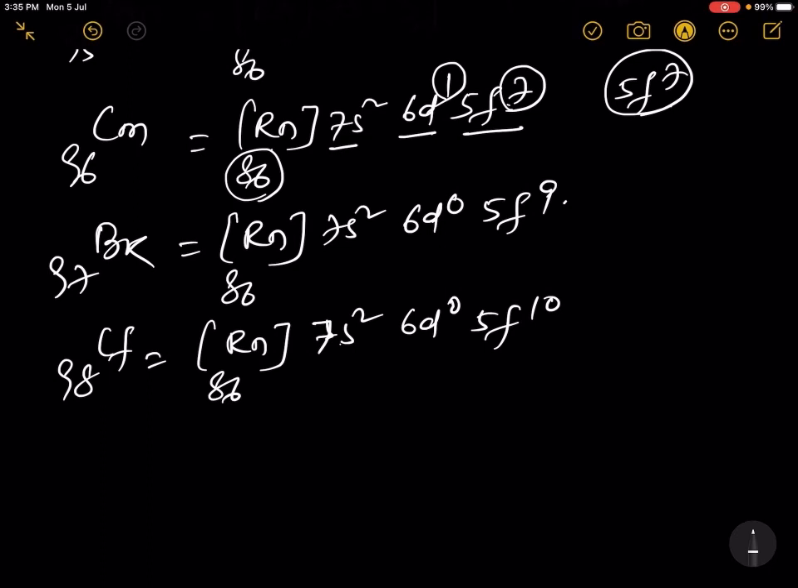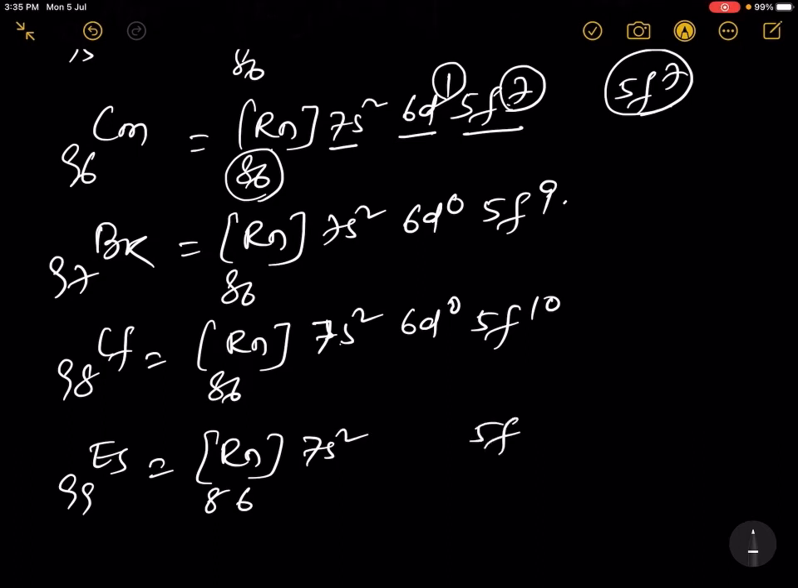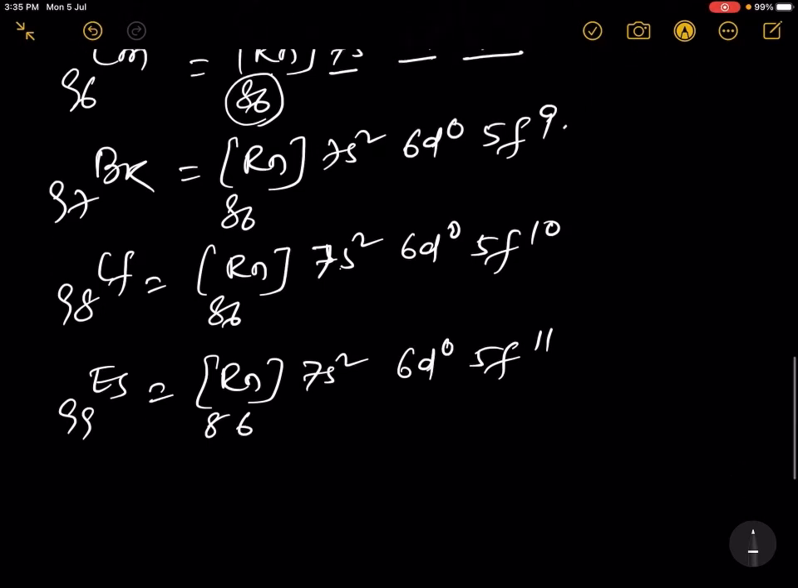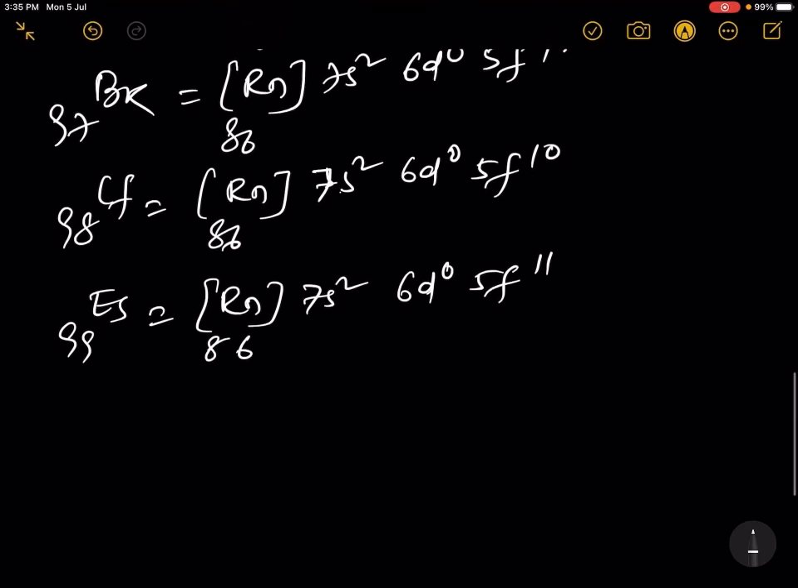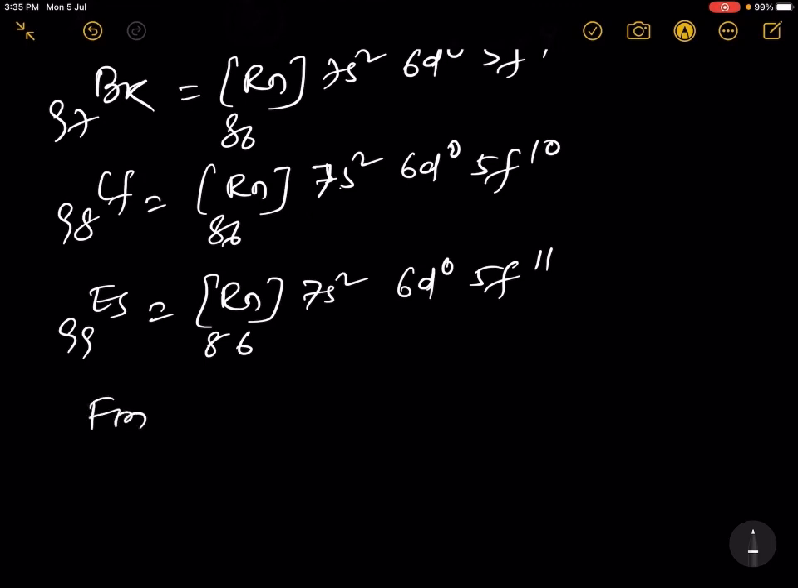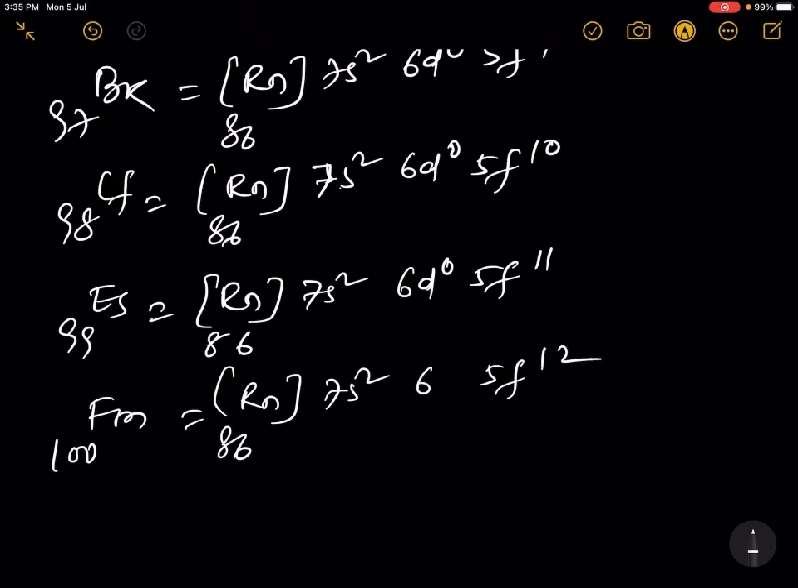After californium, you will find einsteinium, Es, atomic number 99, Rn 86, 7s2. Then 5f11, 6d0. After einsteinium, you will find Fm, fermium 100, Rn 86, 7s2, 5f12, 100. So 6d has 0 electrons.